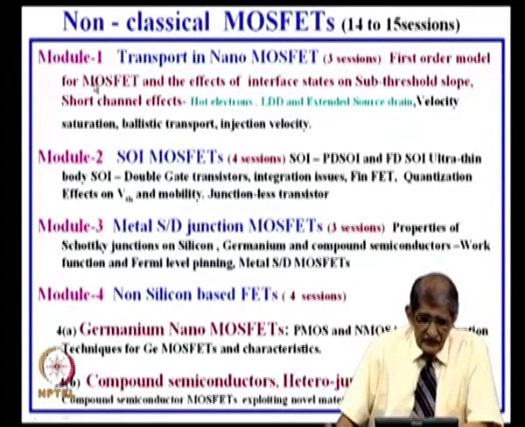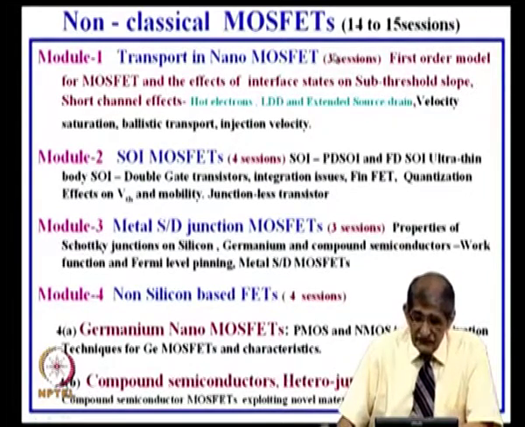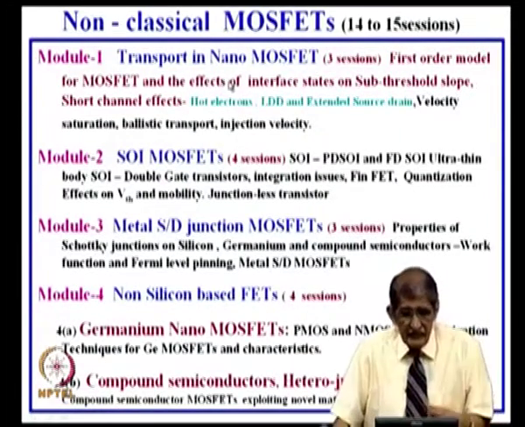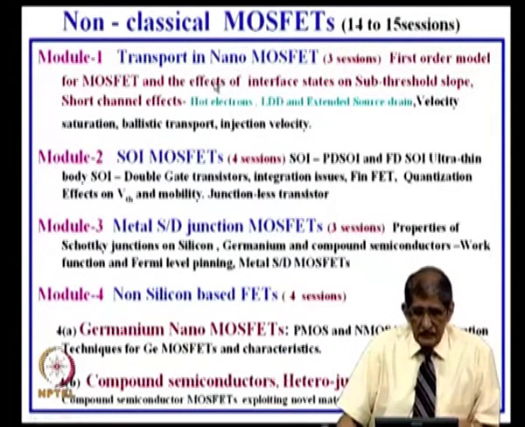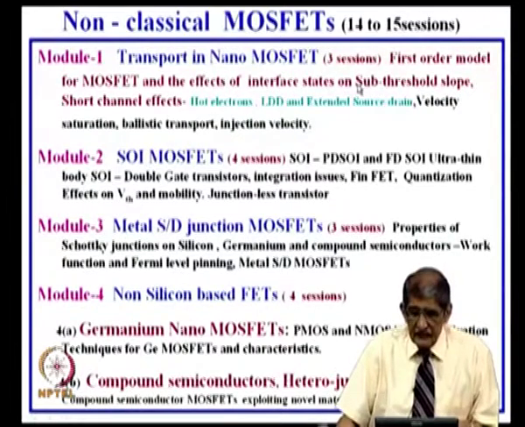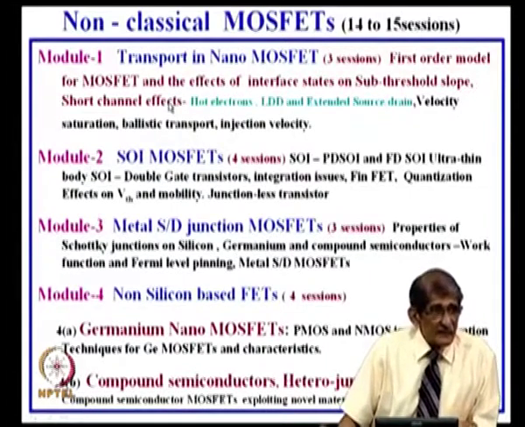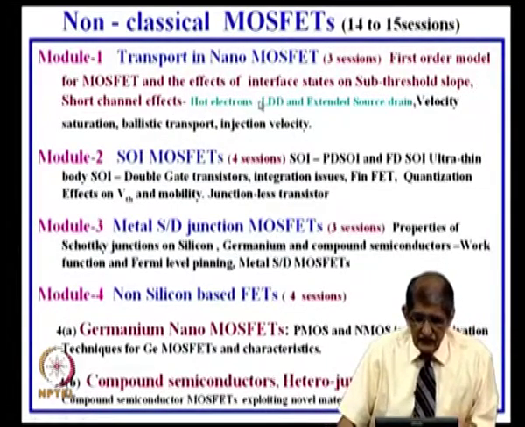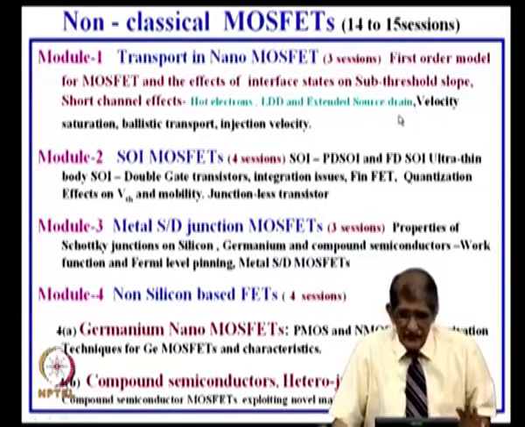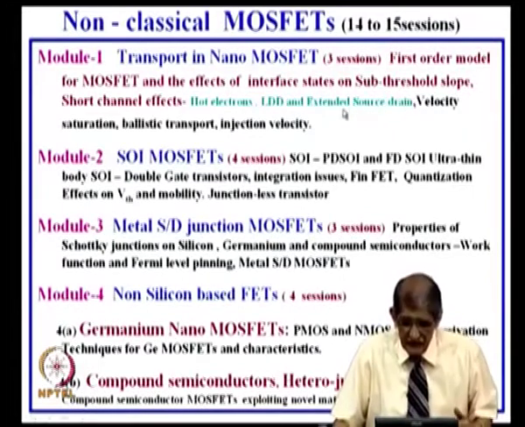Module 1, which we start today, will have transport in nano MOSFETs. And of course, we will not get down into the transport straight away; we will first discuss the first order MOSFET model and go through some of the effects of interface states in subthreshold slope, highlight some of the short channel effects which have already been discussed: hot electrons, LDD, lightly doped drain, extended source drain. All that has been discussed, so I will just rush through them.